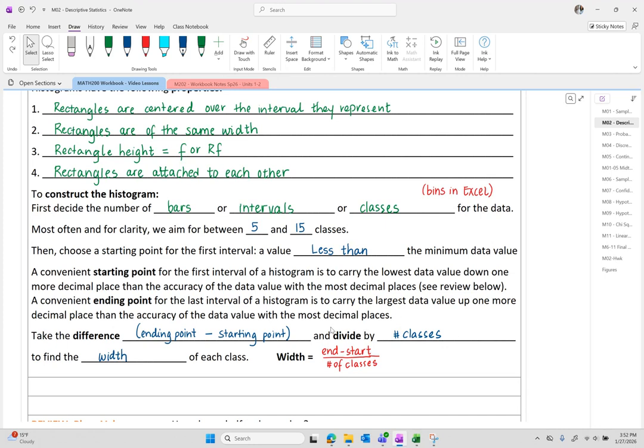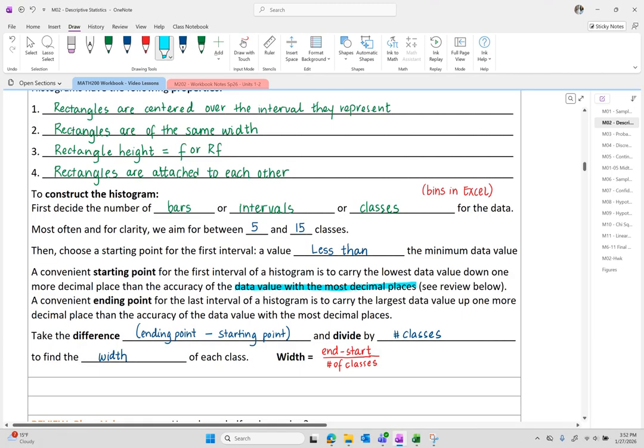So actually the starting point is not a value that corresponds to one of the data values that we have. Because if you have a data value that has the most decimal places, you will go one more decimal place of accuracy, which means none of your data values is that accurate. So the starting point and obviously the ending point are not data values in your set. The ending point will be the largest data value going a little up, so a little larger than that. How much larger? One more decimal place than the accuracy of the data value with the most decimal places.